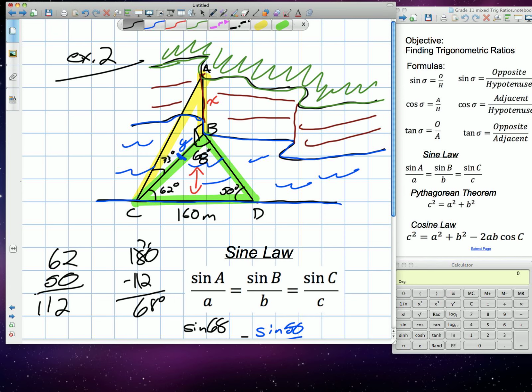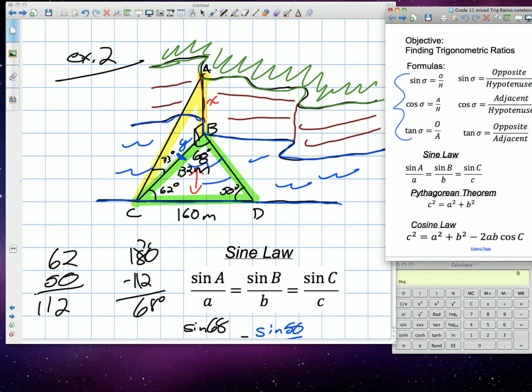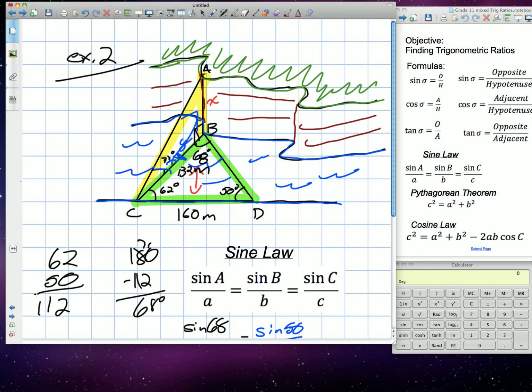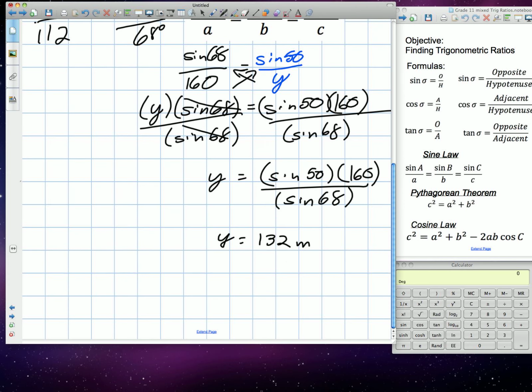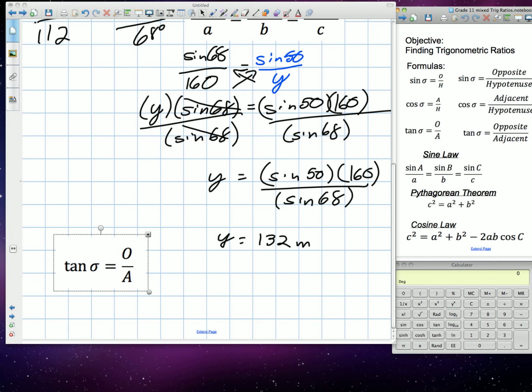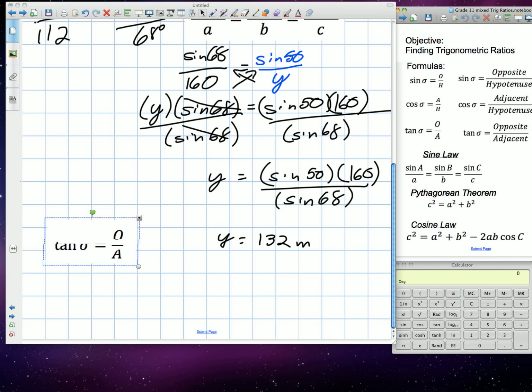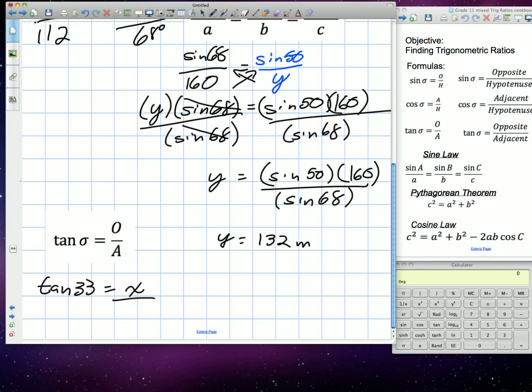Now that we have the measurement of 132 meters, this is a right angle triangle, which means I can use primary trig ratios to solve our x. I have this angle, I have the measure of the adjacent side, and I'm looking for the opposite side, so which ratio would I use? Adjacent and opposite, what would I use? Tangent, that's right. So we're going to use our tangent ratio. The angle was 33 degrees. We were looking for the opposite, which was x, so tan 33 is equal to x divided by, and our adjacent side was 132.